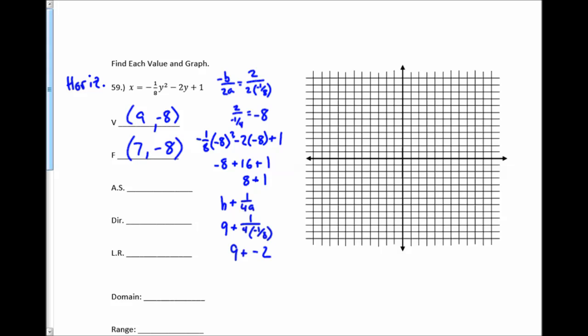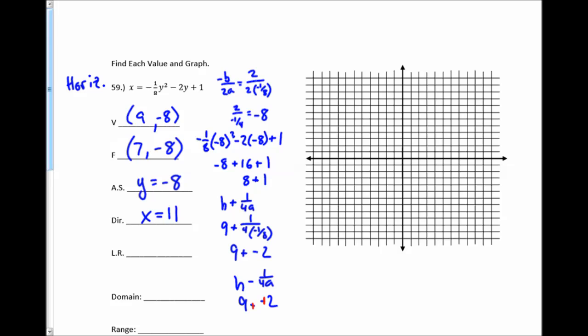The axis of symmetry is going to be y equals the y value from the vertex. The directrix, I do the same thing, except I do h minus the 1 over 4a. H I already know is the 9. 1 over 4a I already know is the negative 2. So that's like adding the opposite. So that's going to give me an 11. So it's x equals 11. Again, these come right off of the formula sheet.